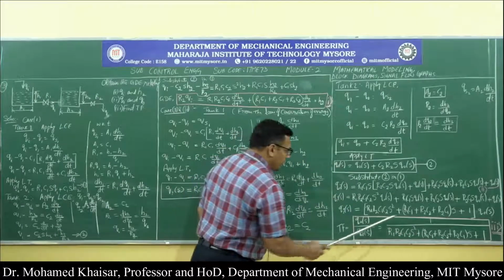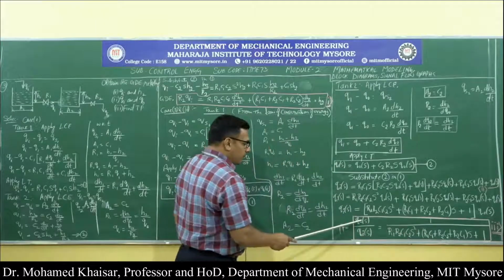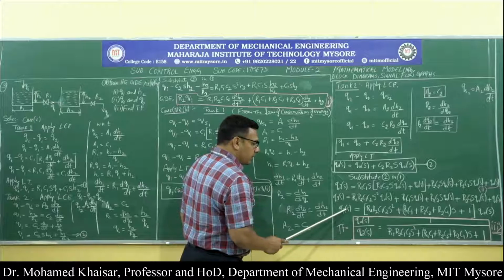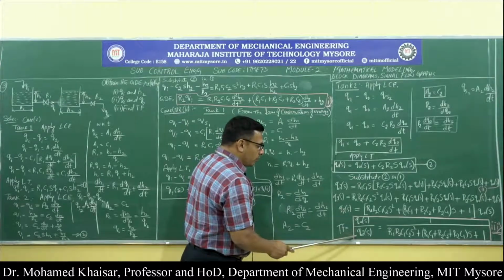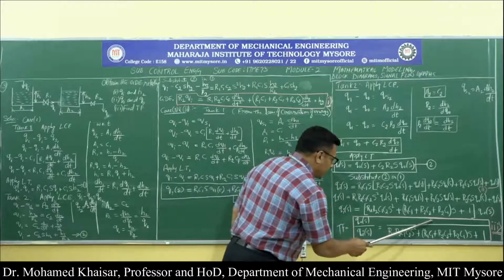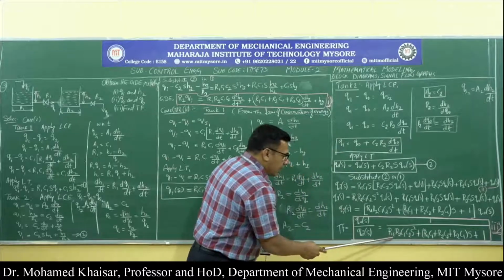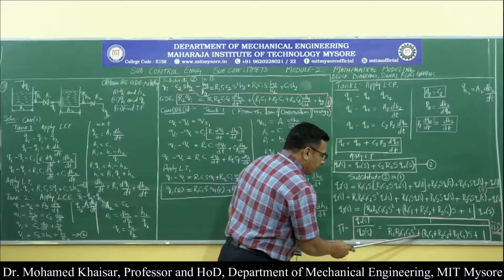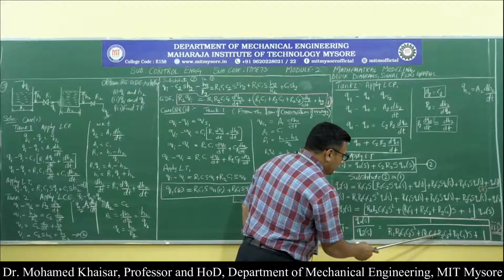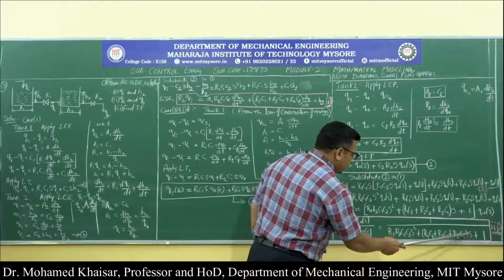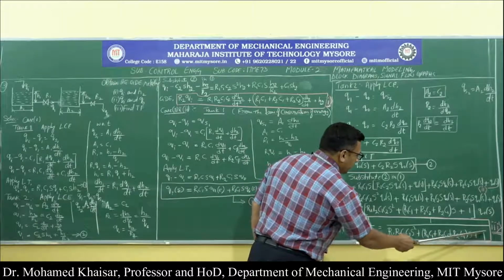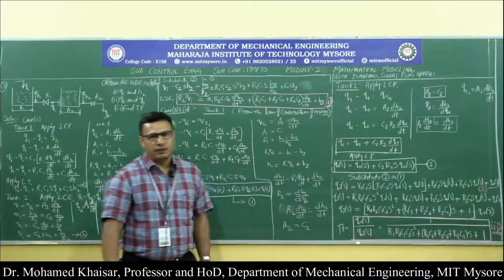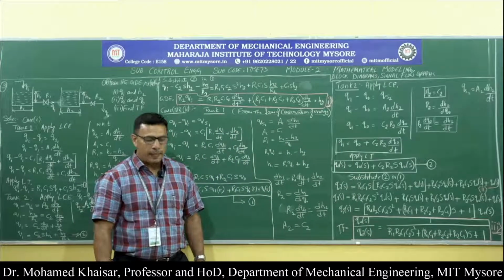Once you find that, you just cross multiply, bring Q naught on the numerator, then cross multiply, Qi goes to the denominator. What you will be left with here is 1 divided by R1 R2 C1 C2 s square plus, in brackets, R1 C1 plus R2 C2 plus R2 C1, close the bracket, s plus 1. This will be the final transfer function that we arrive at.